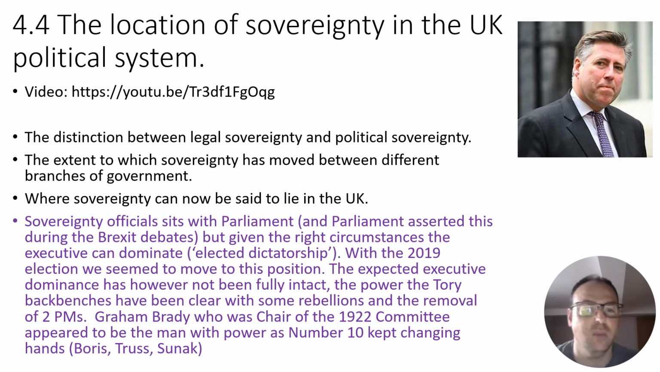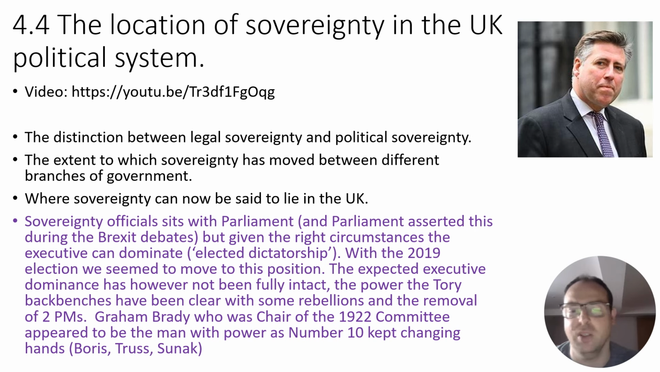And there might be disgruntlement amongst some backbenchers, but you need a really big rebellion to stop anything if there's a large majority. With the 2019 election, as already mentioned, you would seem to move into this position, but the expected executive dominance has not remained fully intact. The power of Tory backbenchers has been clear with some rebellions and the removal of 2 prime ministers.